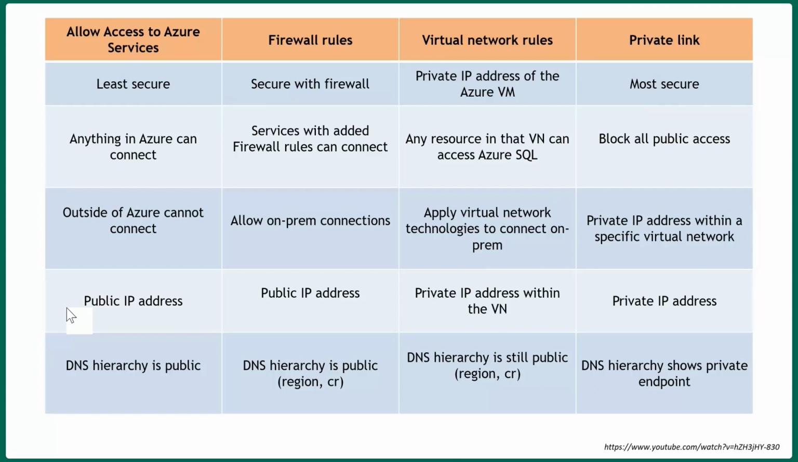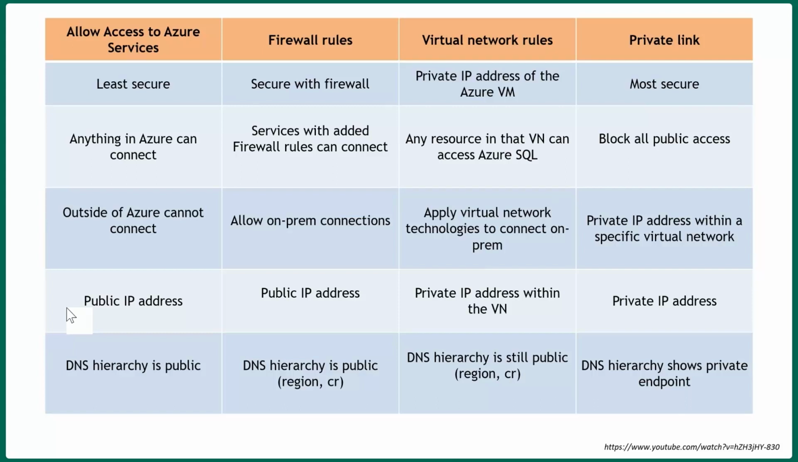The additional thing that we have when compared with the allow access to Azure services is that your on-prem SQL servers can connect to your Azure SQL here, because we create firewall rules on each of those services trying to connect to your database. Here it will allow the on-prem connections, like I said, but it will still have the public IP address. When you do the NS lookup, because it uses the internet, the region information, control ring information, DNS hierarchy, everything is still shown up. It's still not secure.